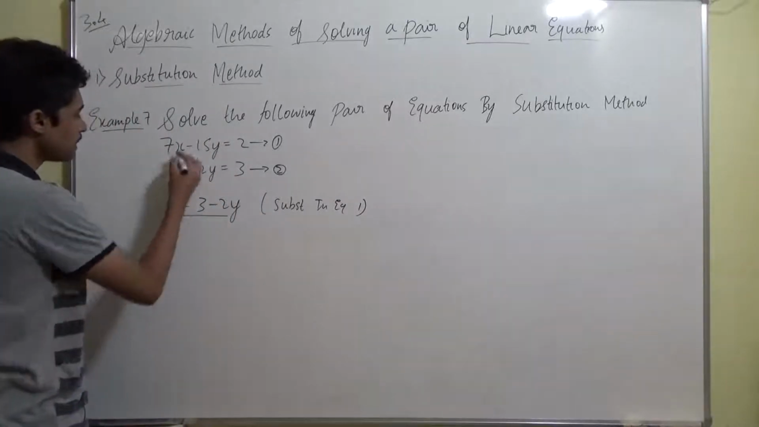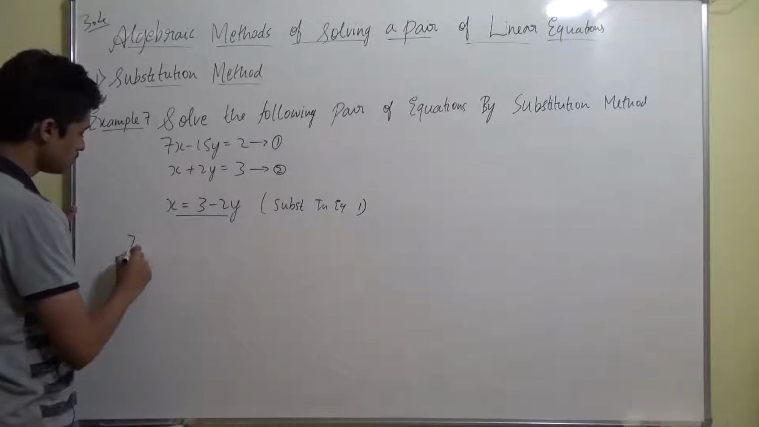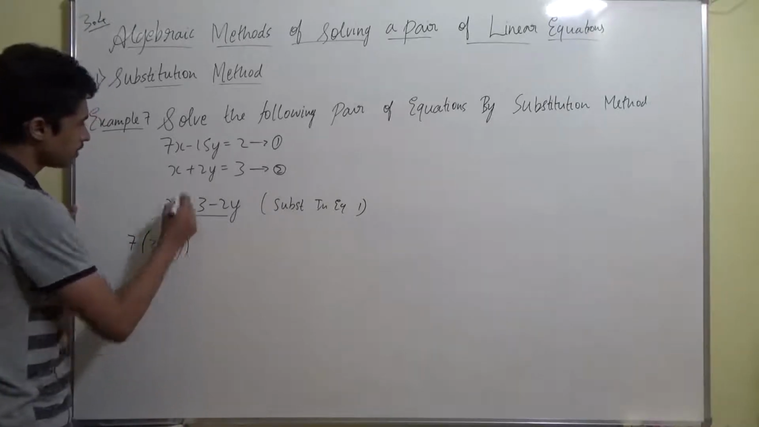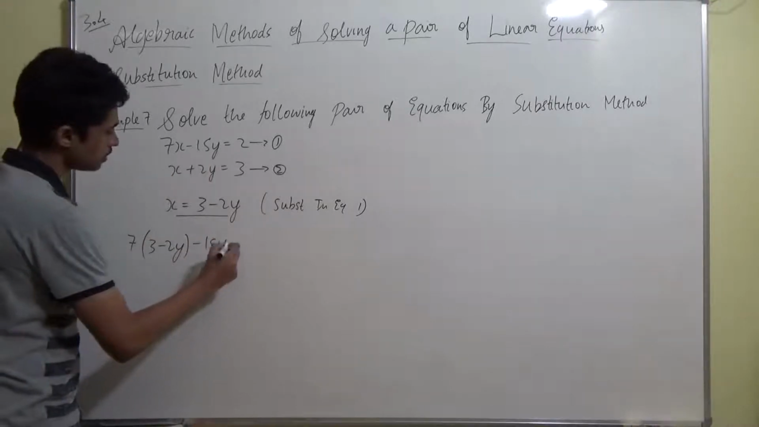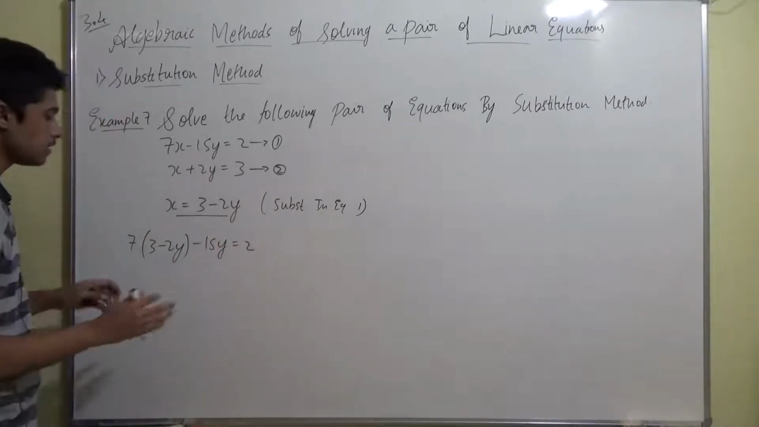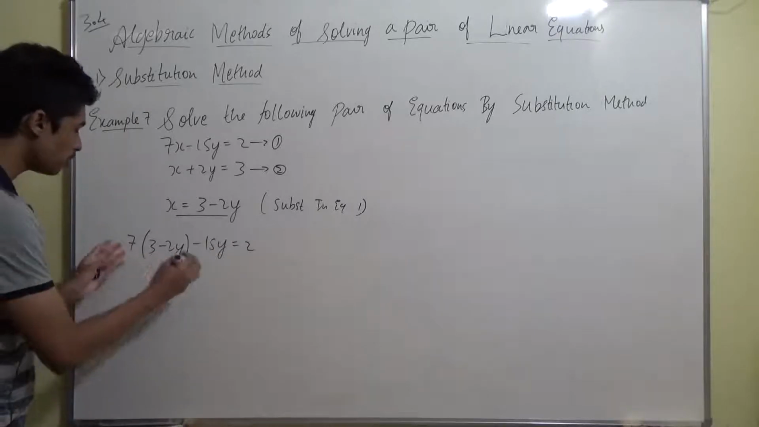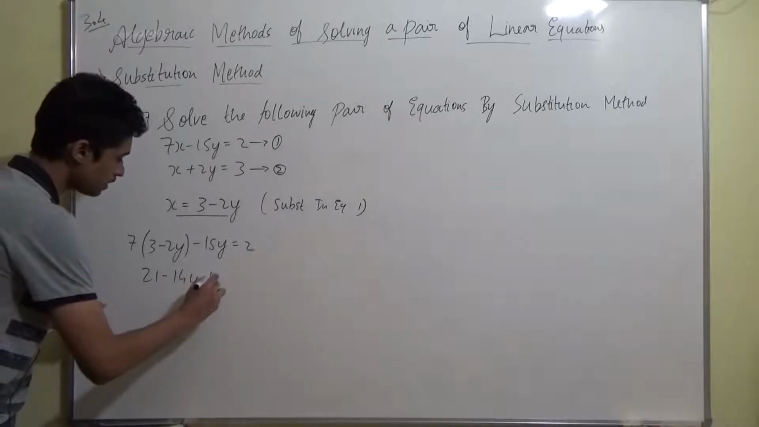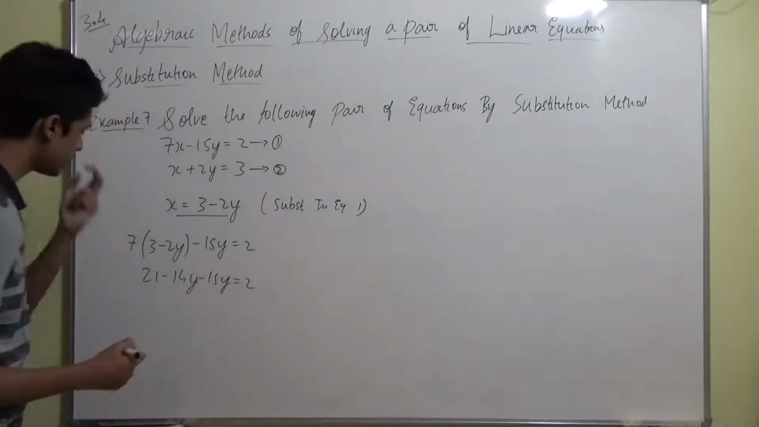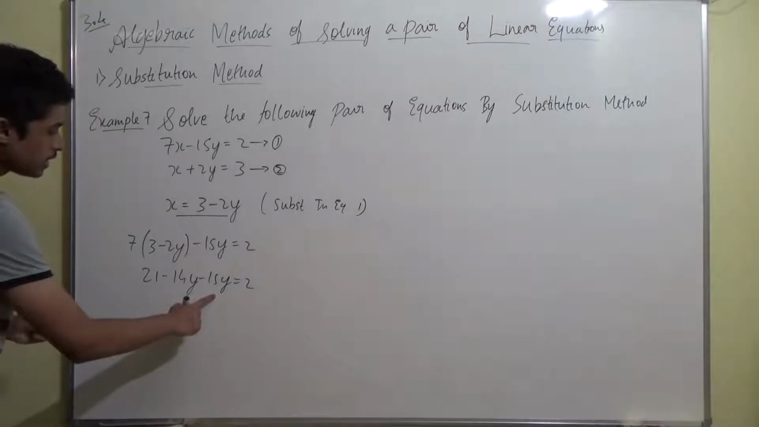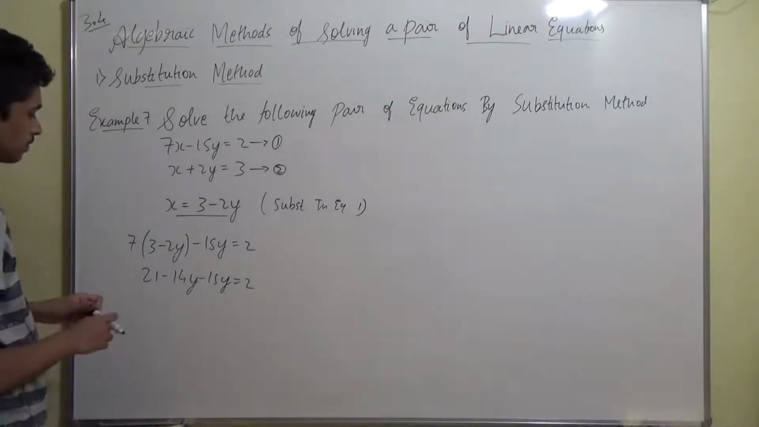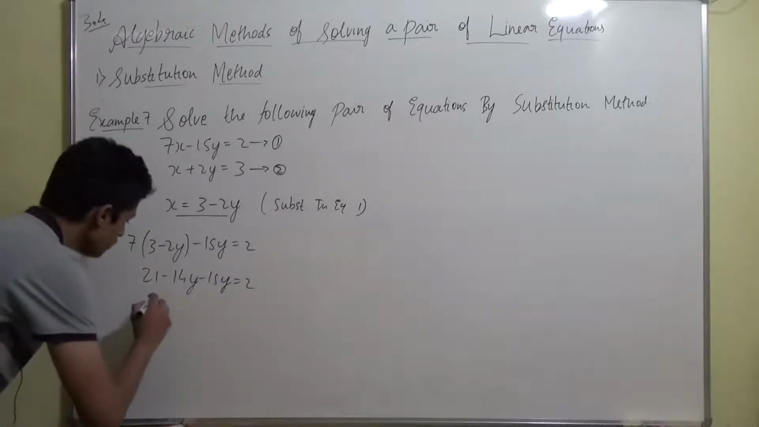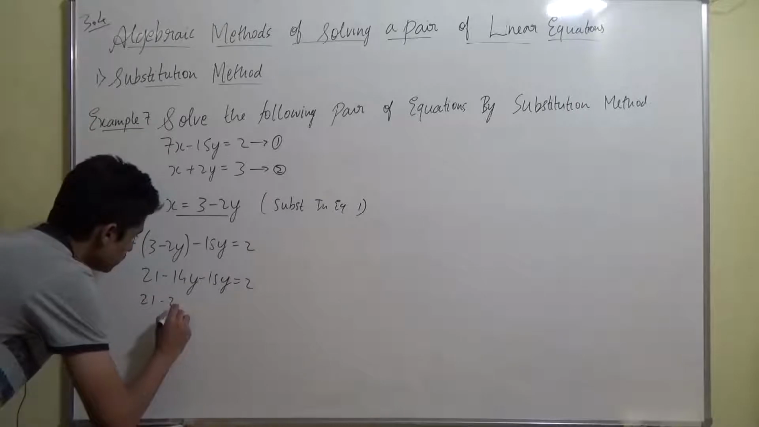Done. If you substitute it, what happens? It becomes 7 into this whole term, 3 minus 2y, and then minus 15y equal to 2, right? Now let's expand it, that is we'll open it. It becomes 21 minus 14y minus 15y equal to 2, correct? Now this becomes minus 29y, right? Because it is minus 14y minus 15y, which means 21 minus 29y equal to 2.